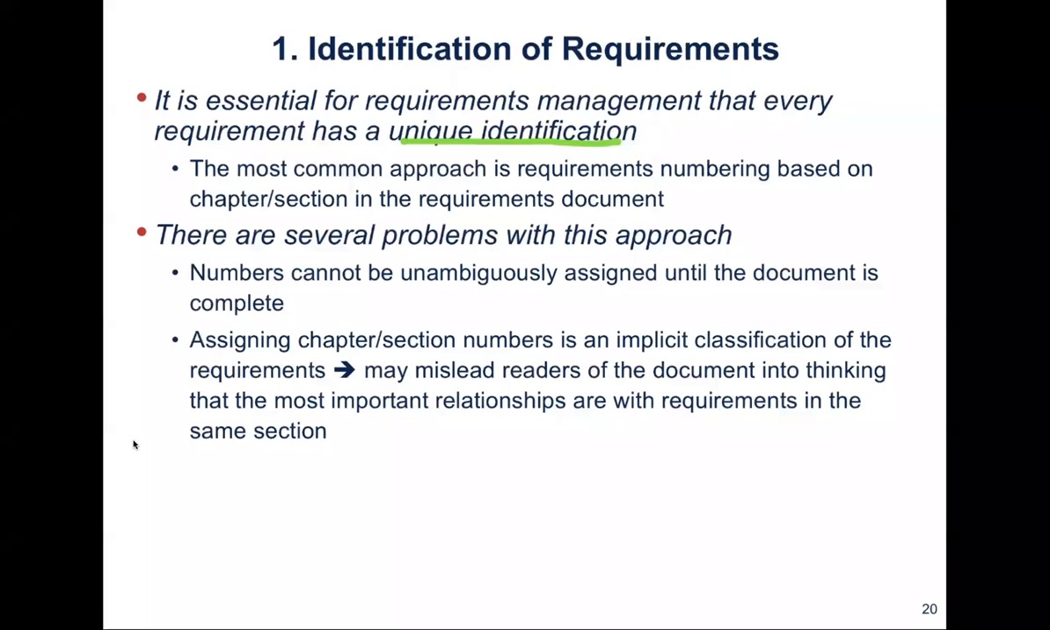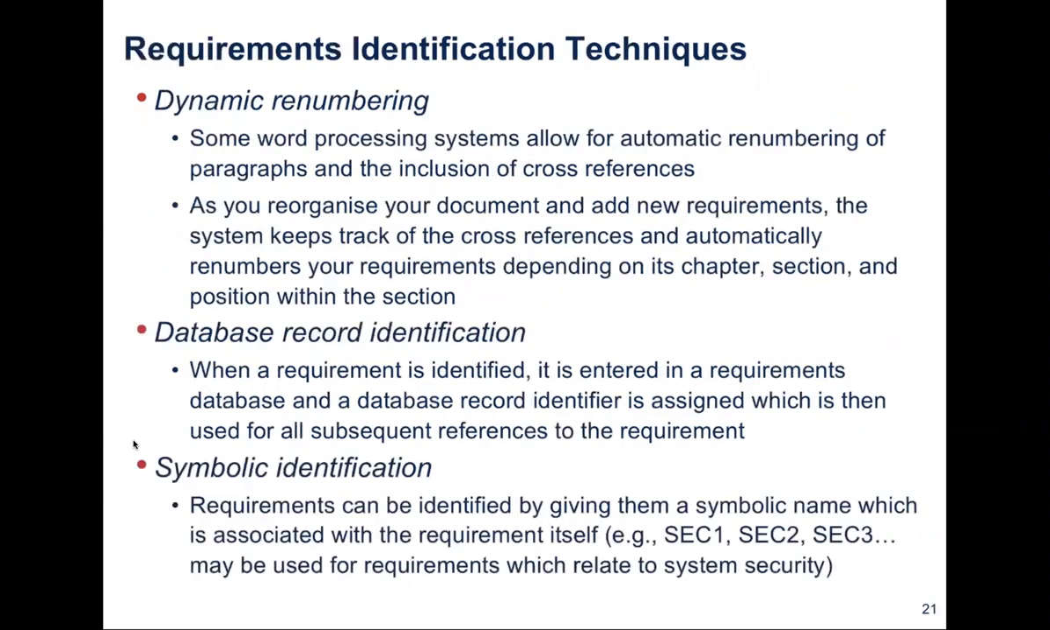Also, assigning chapter and section numbers is actually an implicit classification of the requirement, which may mislead readers of the document into thinking that the most important relationships are with the requirements in the same section, which might not be true. So this is one problem of unique identification.